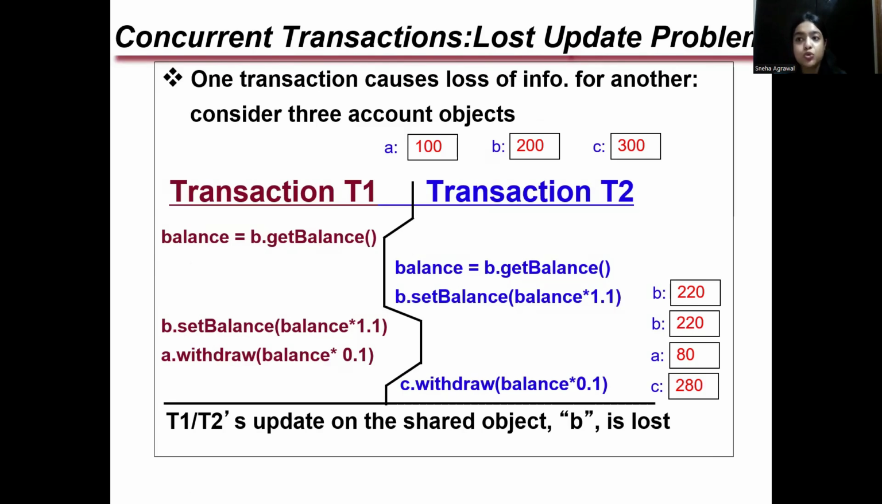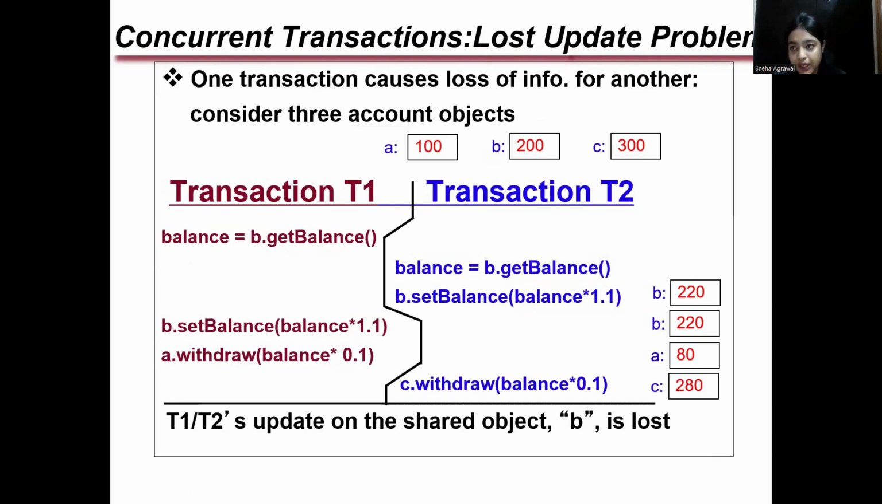Now, after T2's two operations, T1's operation gets executed. So now B's balance will be multiplied by 1.1, but here the B value set by T2 will not be taken. The original value of B seen by T1, that was 200, would be taken and multiplied by 1.1, so the balance would be set to 220. And so the update made by T2 got overwritten. Now B's value is 220.